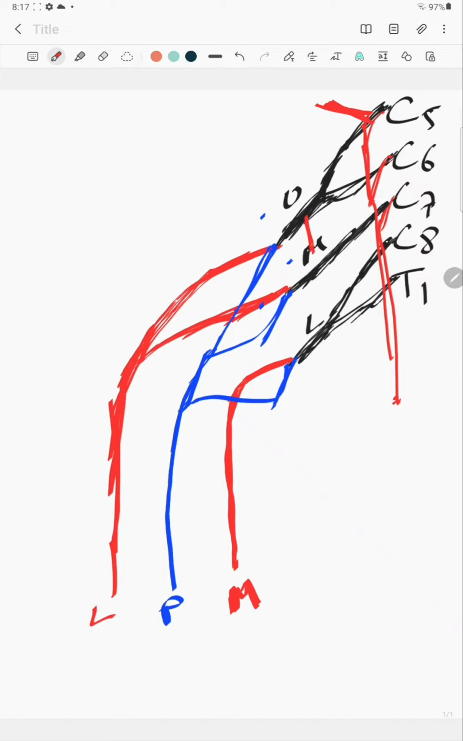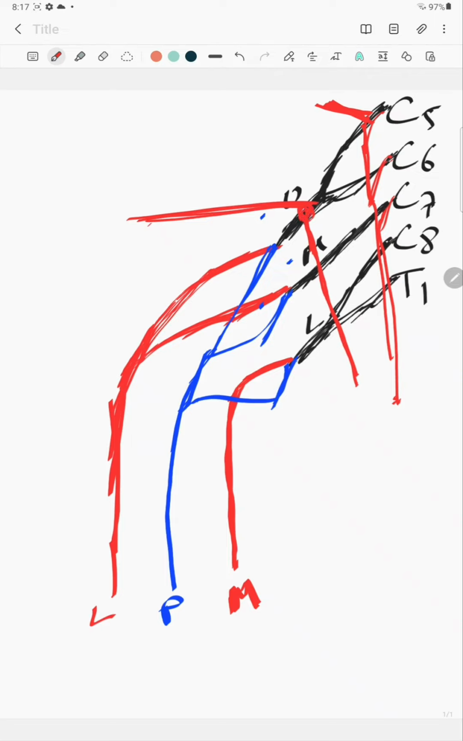One is the nerve to subclavius, which descends in front of the brachial plexus. Another important branch is the suprascapular nerve. It conveys fibers from C5 and C6. This is the suprascapular nerve. The suprascapular nerve supplies the supraspinatus, shoulder joint, and infraspinatus muscle, whereas the nerve to subclavius supplies the subclavius muscle.